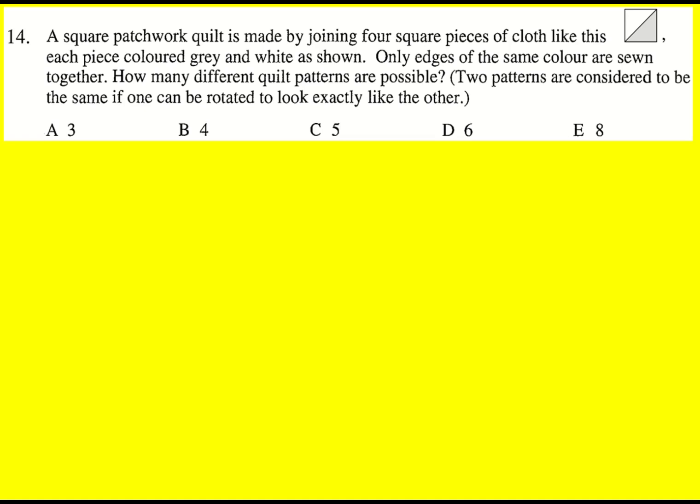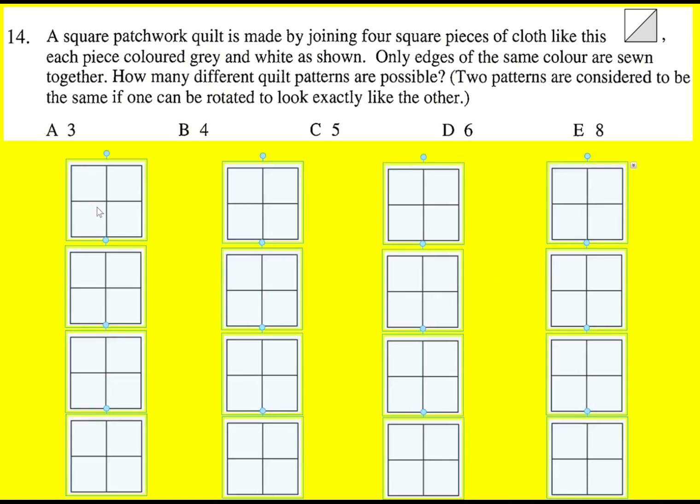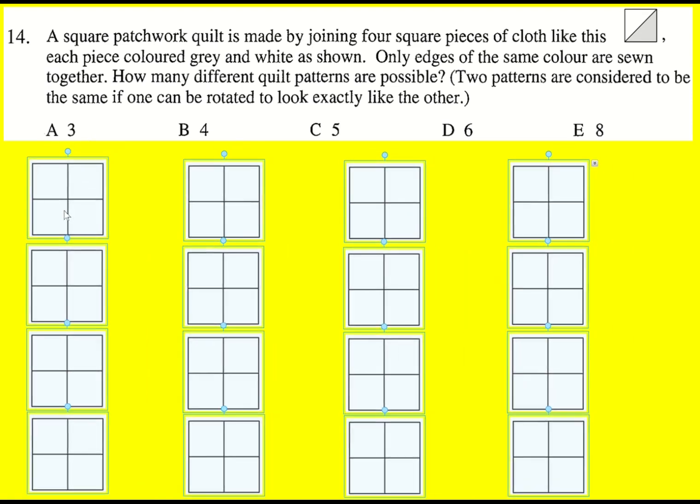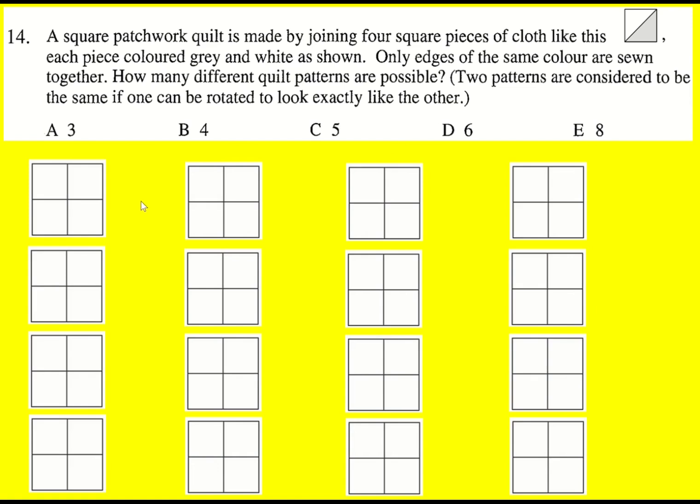A square patchwork quilt is made by joining 4 square pieces of cloth like this, each piece coloured grey and white, only edges of the same colour are sewn together. How many different quilts can we make? They're considered to be the same if one can be rotated to look like the other.